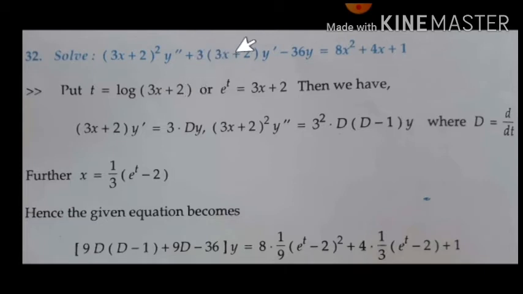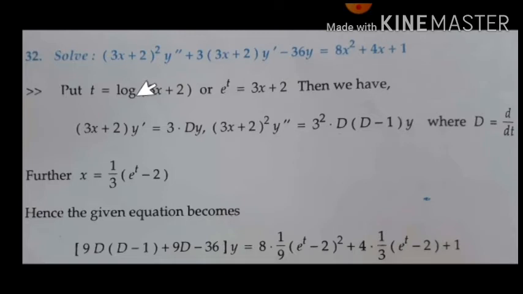So 3x plus 2 into y dash will convert as 3 into Dy. And 3x plus 2 whole square y double dash will convert as 3 square into D into D minus 1 into y. When I substitute it there, it becomes 9 into D into D minus 1 plus 3 into 3 becomes 9 into D minus 36. y is taken common. Now this right hand side term of x should get converted in terms of t. So how to convert? In this form directly I can't convert.